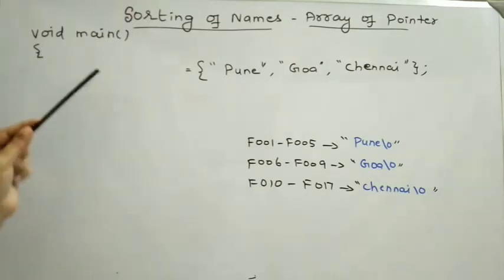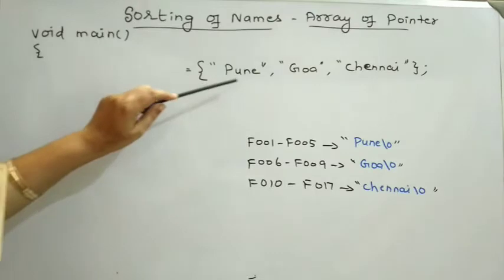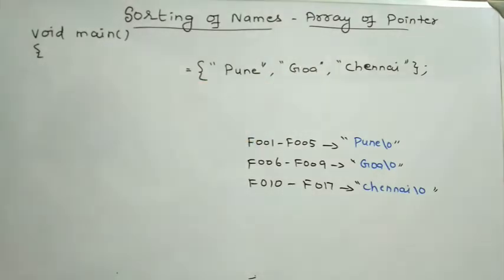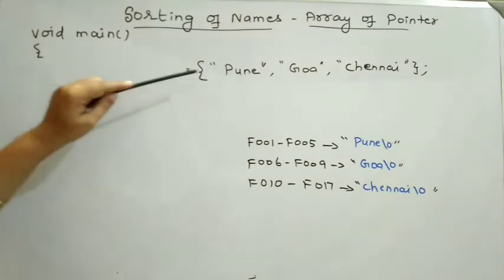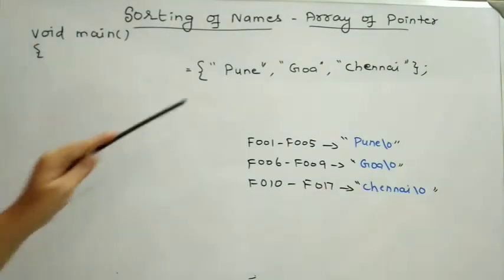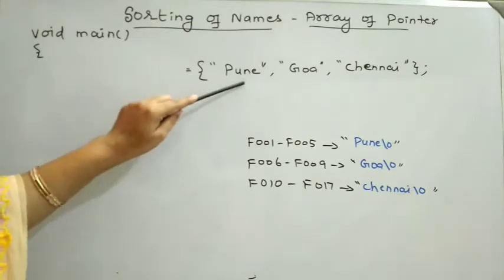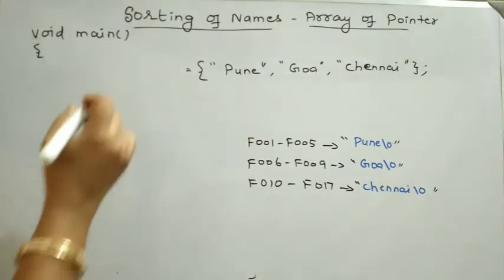In this video, I am going to explain how to arrange or sort the given list of string values in alphabetical order. Before we start writing our program, let me check what is the advantage of using an array of pointers to write this program. If I want to store a list of string values, I can make use of an array of pointers.